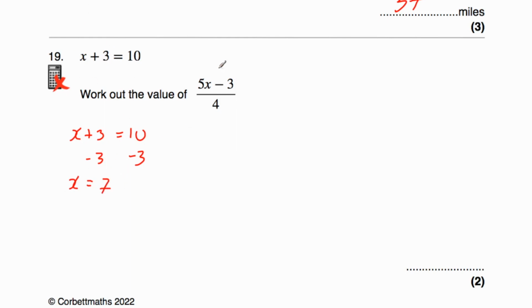And now we can use that information to work out 5x minus 3 divided by 4. So we're going to do 5 times x. Well, that's 5 times 7, that's 35, minus 3 divided by 4. 35 minus 3, well, that's equal to 32, and then we've still got divided by 4. And 32 divided by 4 is equal to 8. So that means the value of 5x minus 3 divided by 4 is equal to 8. Okay, let's have a look at our next question.